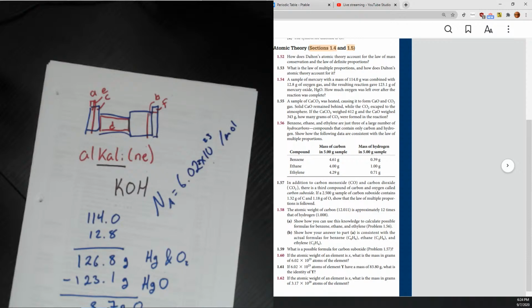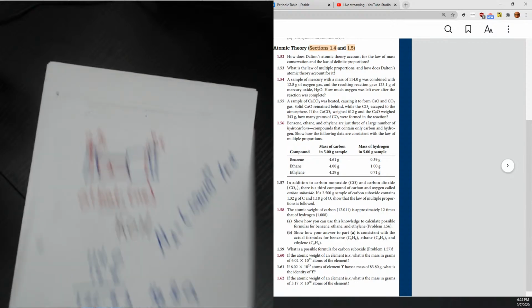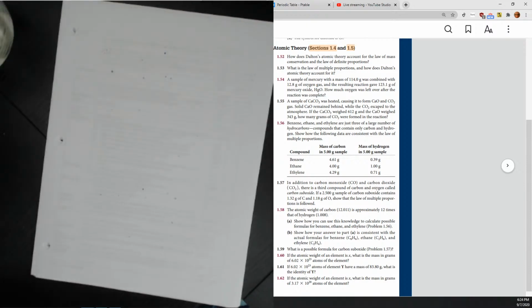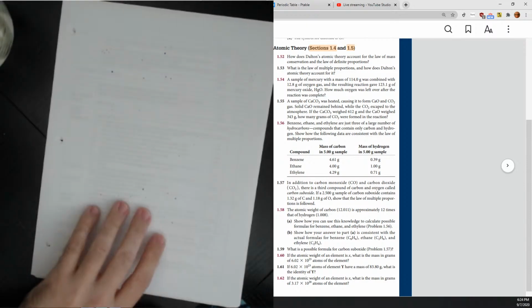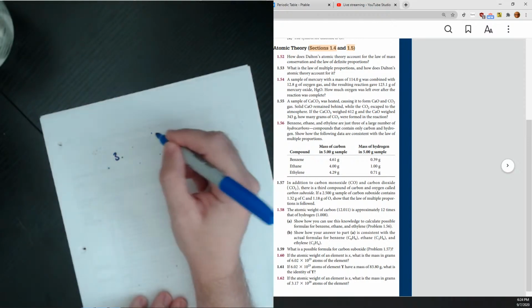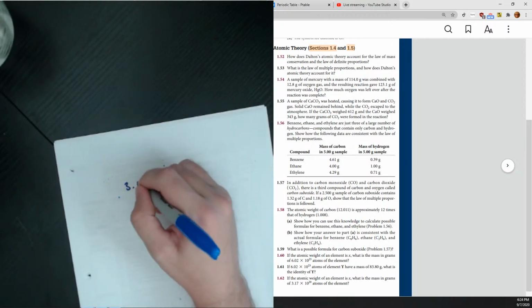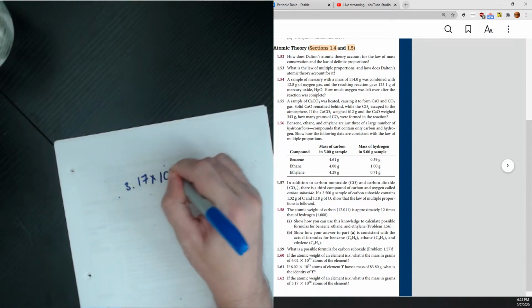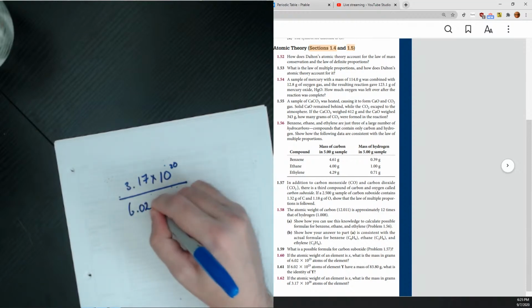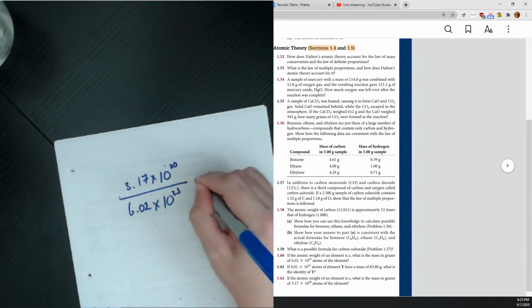62. If the atomic weight of an element is X, what is the mass in grams of 3.17 times 10 to the 20th atoms of the element? Ooh, that one's slightly more complicated. We're going to have to do a little bit more math. Basically, they're asking what fraction of a mole is it? 3.17 times 10 to the 20th divided by 6.02 times 10 to the 23rd.